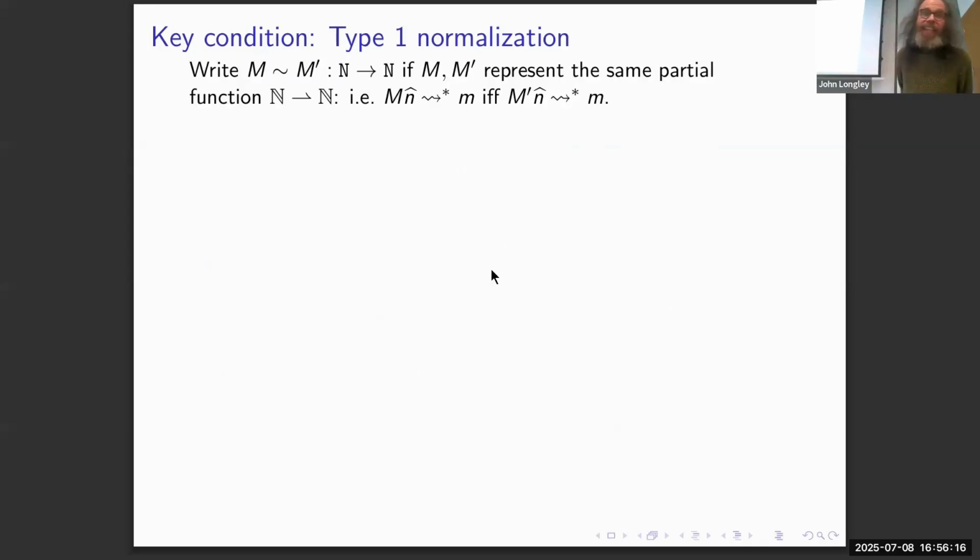We want to look at some sanity conditions on languages that will imply that the observational equivalence is no finer grained than NSP equality. So for functions from N to N, let's write M twiddle M prime if they represent the same partial function on the natural numbers. In other words, M of a numeral evaluates to m if and only if M prime of the same numeral evaluates to the same m. Those m's should have hats on them. Yes.